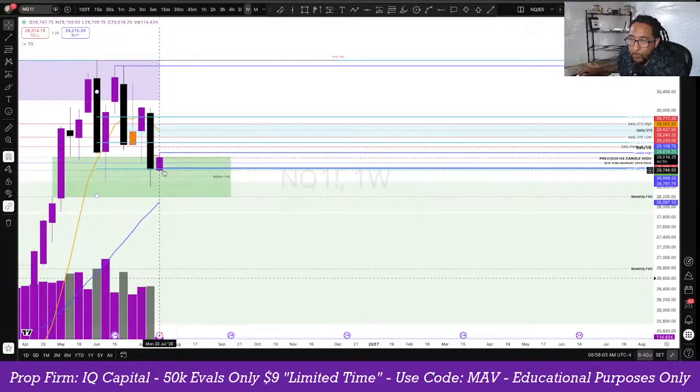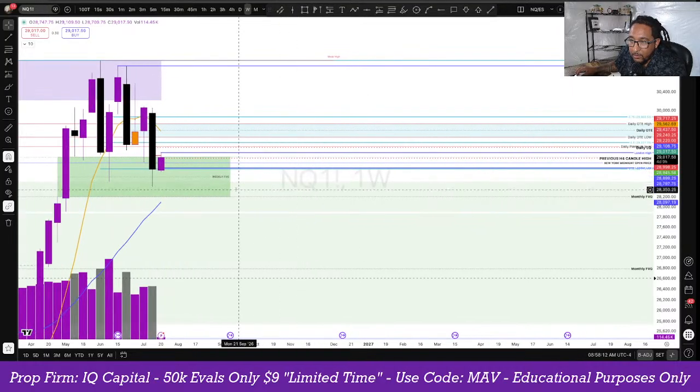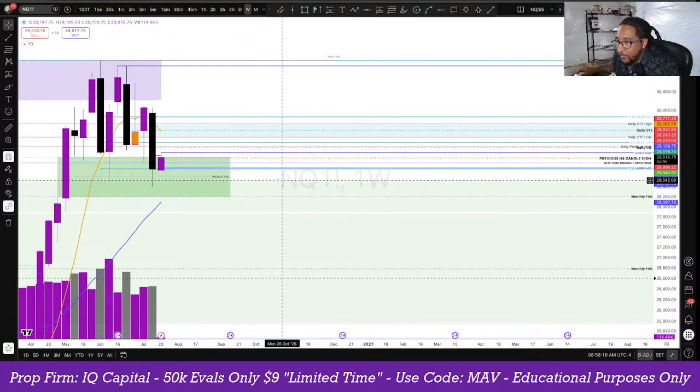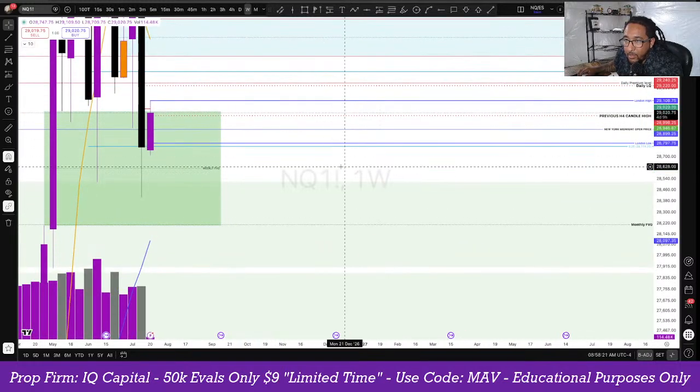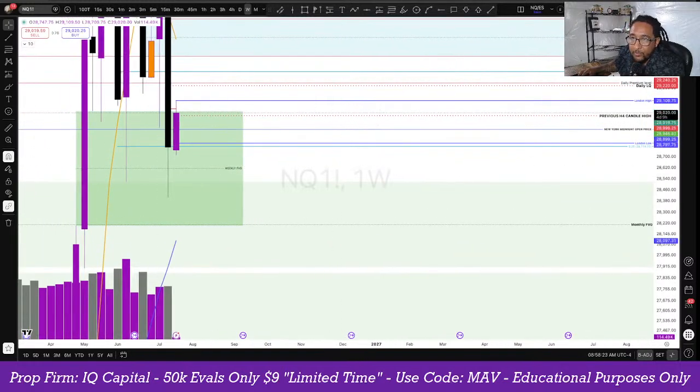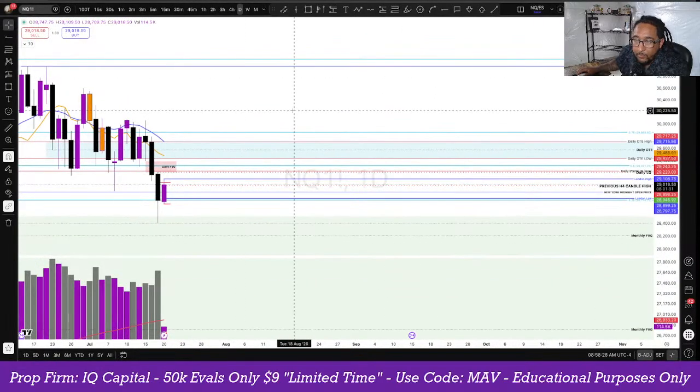So we wicked past it, tapped into our monthly bullish fair value gap and got immediate rejection. This week we opened above consequent encroachment, and we're looking at continuation to the upside. So we have some strong bullish sentiment here with weekly and monthly bullish fair value gaps pushing upward. So that's where we are currently on the higher time frames. We are in alignment on both the monthly and the weekly.